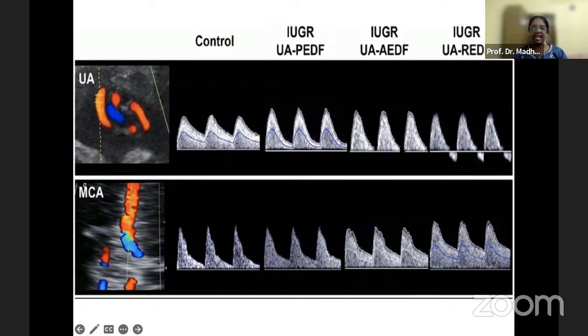So at this stage, when there is absent end diastolic flow, the baby can survive up to 1 week. But here, the baby can survive only up to 24 to 48 hours. This is the time we start getting alert and take appropriate measures to monitor and deliver the baby.